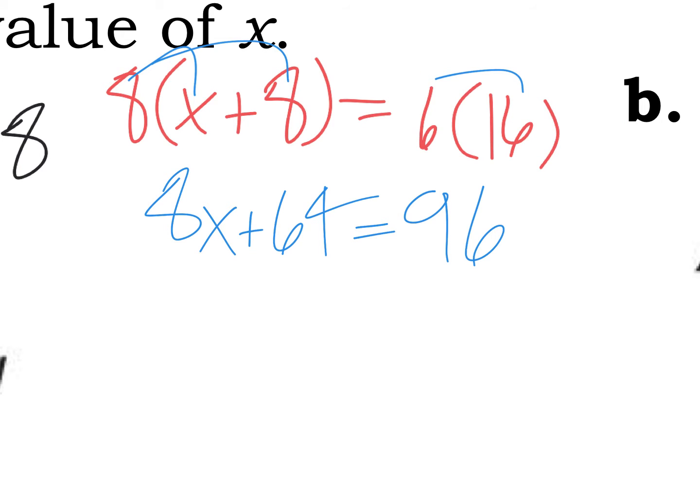So we'll distribute everything. 8 times x plus 8 turns into 8x plus 64. 6 times 16 turns into 96. So let's subtract that 64 to the other side.